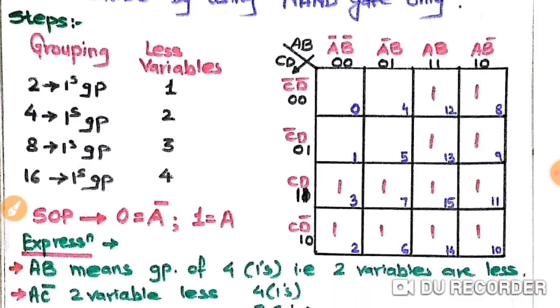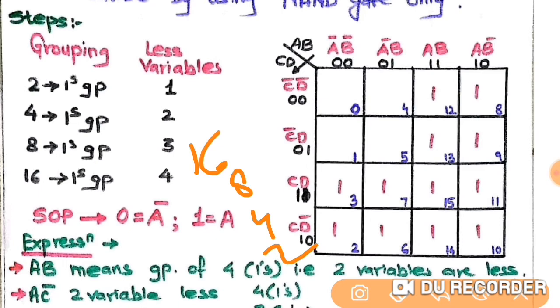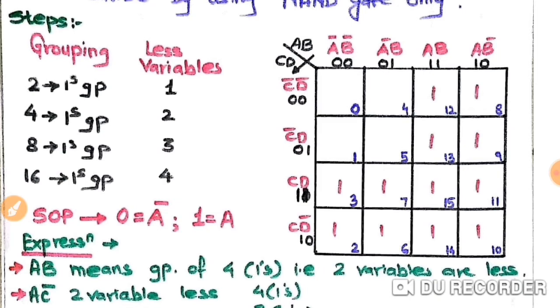So what happens according to this? Whatever grouping we are going to do, since this is a 16 cell K map, we will begin from 16. We will see if there is any group of 16 or not first. Then we will proceed to 8, then 4, then 2. And if finally this series is not done, then we will see if a single one is there or not. So first we have to fill up the K map.